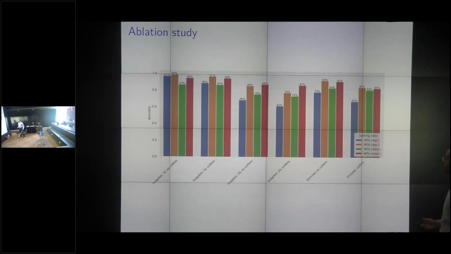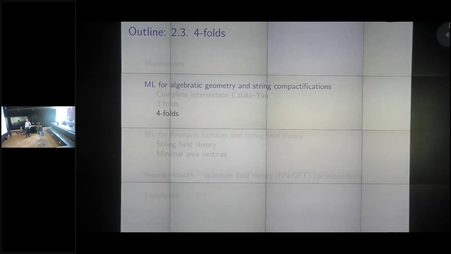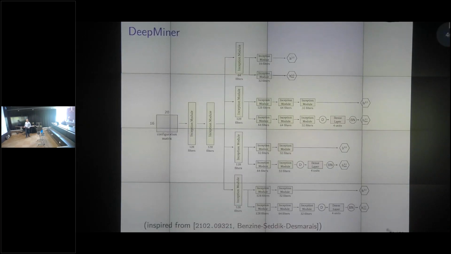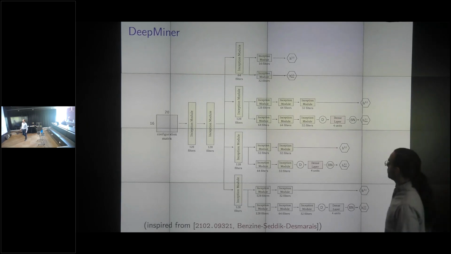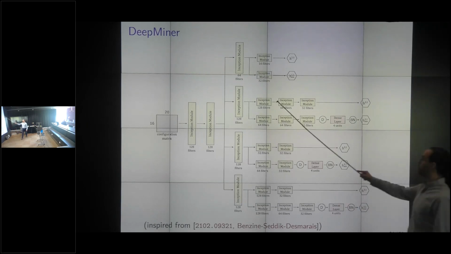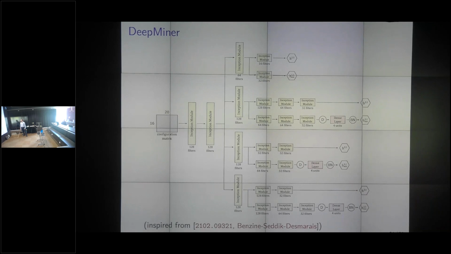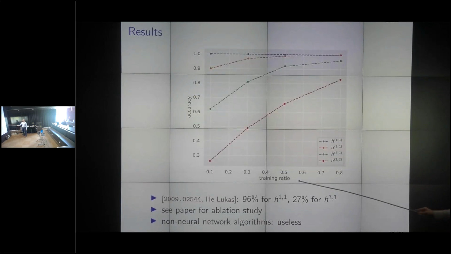We did an ablation study, but I will skip it for the time being, just to show that everything we introduce in this architecture is really needed to get the best accuracy. If you remove one of the aspects, you just lose some accuracy. Now for the fourfolds, we used another network which is more concatenated. Again, with Inception models, but here we did some parallel processing after. In that case, we see that the accuracy is very good for three of the Hodge numbers, not so good for the last one, but still above 80%, so it's still decent.